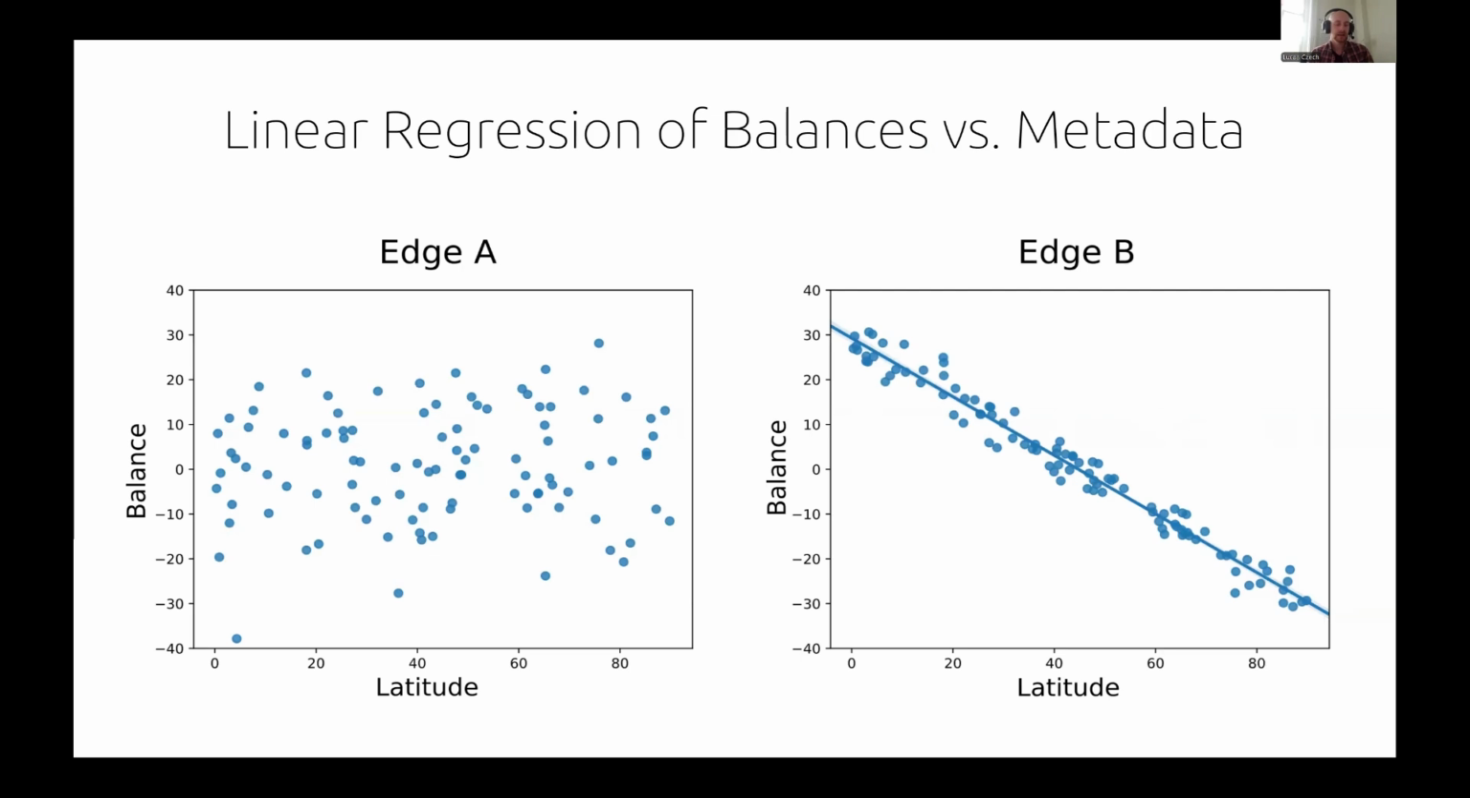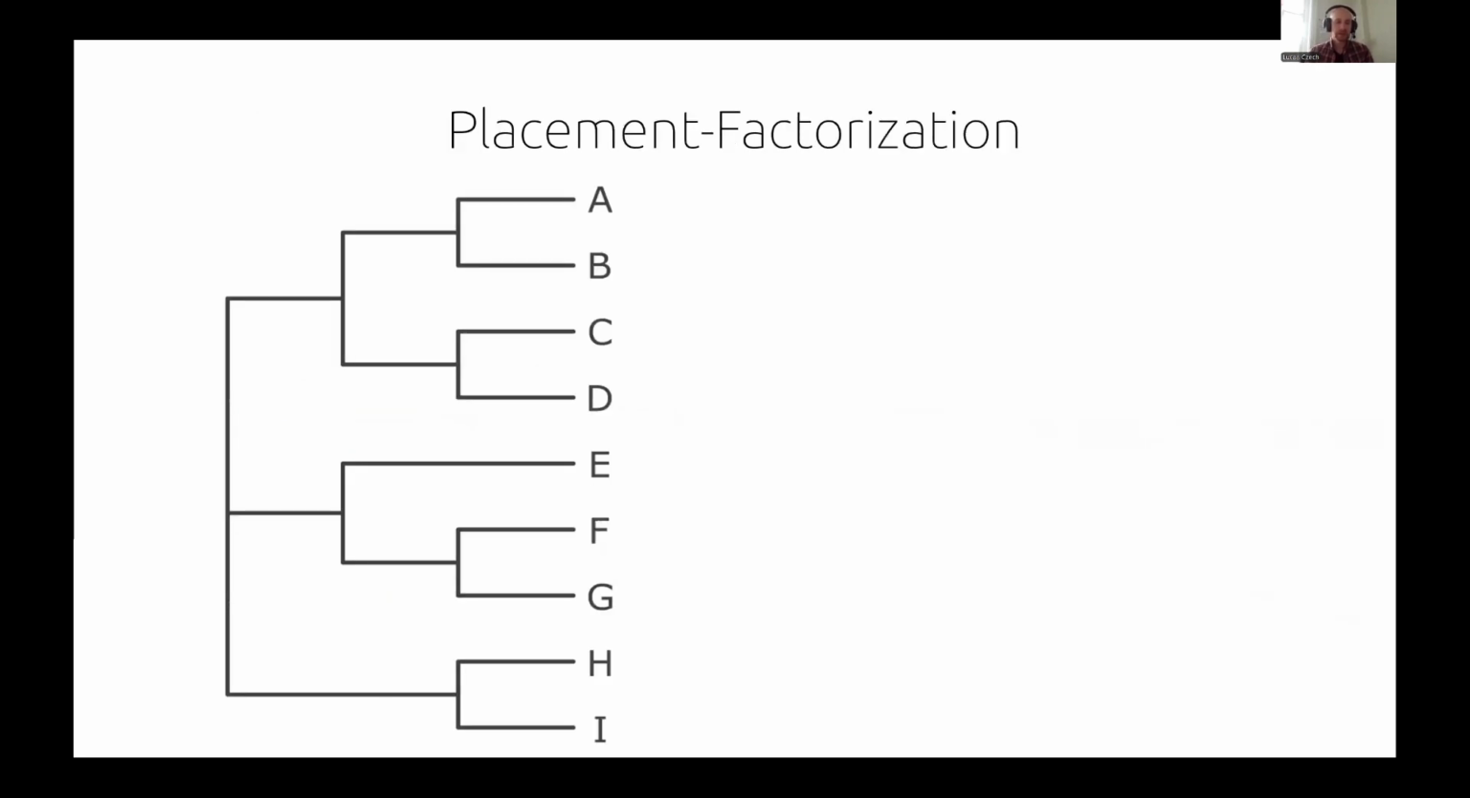So that means that latitude is an important factor in this toy example here, where when we change the latitude, we get a predictable change in the balance that is in the differential abundance across this one edge that this plot belongs to, right? And we can use that as a means to split up our tree. This is why it's called factorization. We're basically factoring out parts of the tree that have stronger correlations with our metadata.